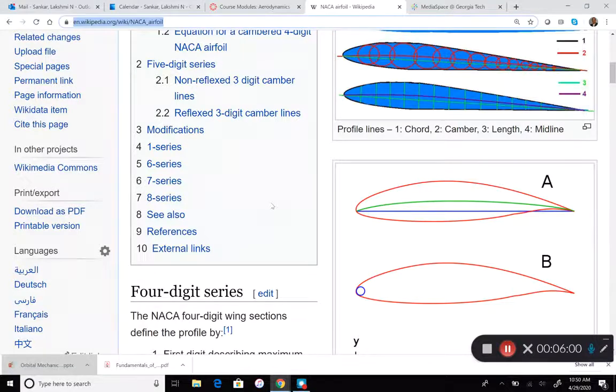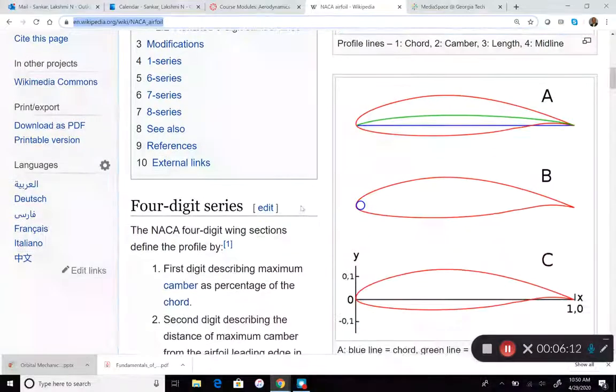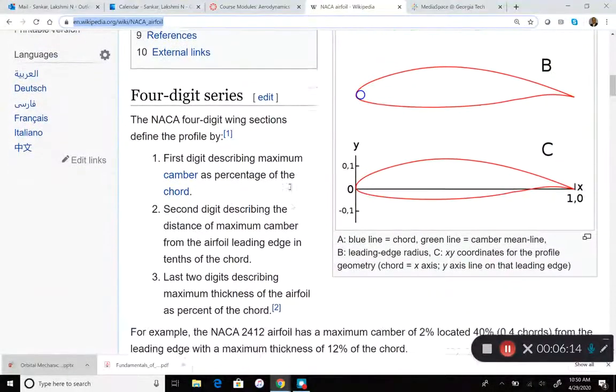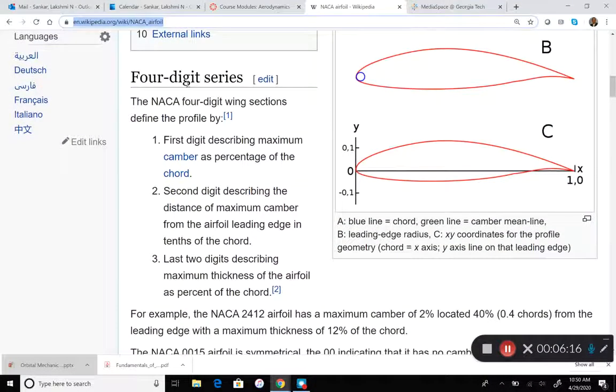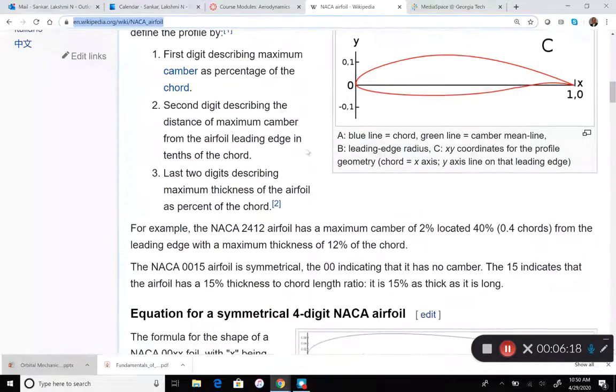Therefore, they no longer needed NASA's help in defining airfoils. They also had their own wind tunnel where they would test the data, and they wanted to keep it to themselves, so it became proprietary information. So let's go to how the geometry of a 4-digit airfoil is defined.